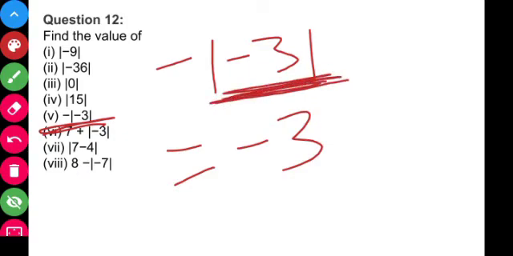Because the absolute value of minus 3 is 3, and the minus sign is there outside. So put minus 3. Understand?